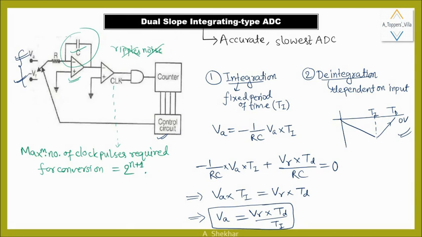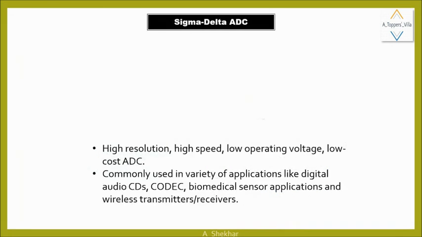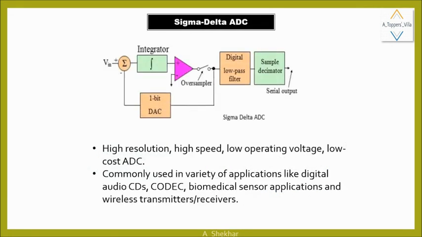So now let us see some more types of ADC which have been more popular in recent times. So that is sigma delta ADC. The sigma delta ADC is a high resolution, high speed, low operating voltage and therefore a low cost ADC. And the various applications where the sigma delta ADC is used are in digital audio, in codecs, in biomedical sensor applications, and in wireless transmitters or receivers.